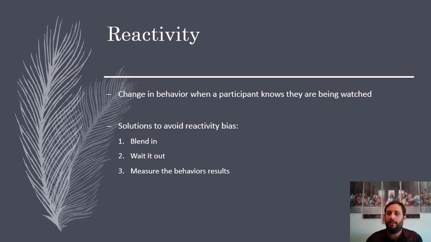If you're recording the amount of times someone stops at a stop sign, make it clear that you're not watching them. Make it look like you're doing something else, but clearly you're trying to record what they're doing. Another thing is called waiting it out, in which you go into the environment and essentially just blend in there for a while until the participants become comfortable with your presence.